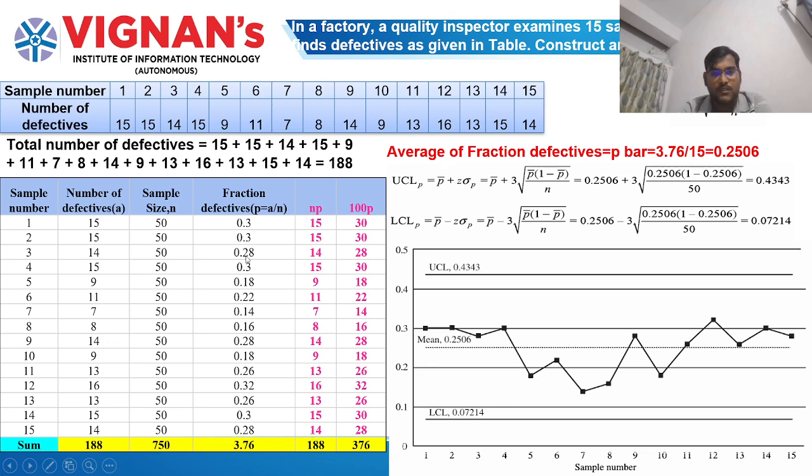Here 100 into P, so 100 into 0.3 is 30, and so on. These two are not required for this problem, but if they ask, we have to find these values.